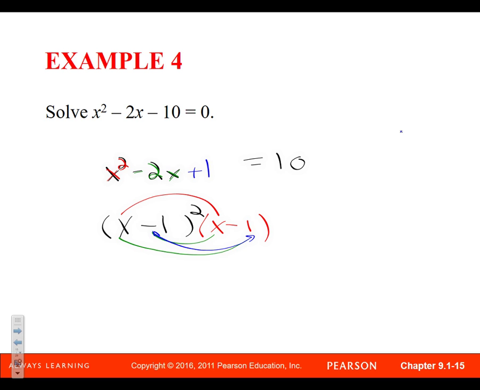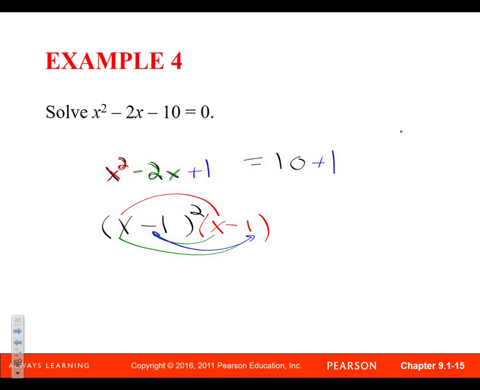Now, completing the square, here's the idea. I need that 1, I've created it, but I need to complete it. I need to balance this whole thing. So if I add 1 to the left side, what do I need to do to the right side? Add 1. That was the hardest thing ever right there. That was it.